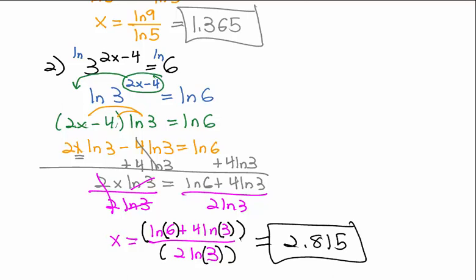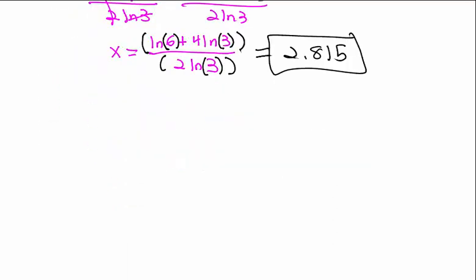Let's try another example. Number 3, we're going to do 7 to the x equals 9 to the x. What exponent gives the same answer for both a base of 7 and a base of 9? Well, to get the variable out of the exponent, we'll take a natural log of both sides. Natural log of 7 to the x equals natural log of 9 to the x.